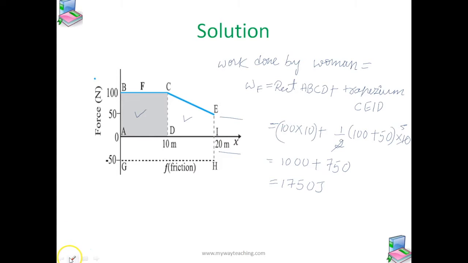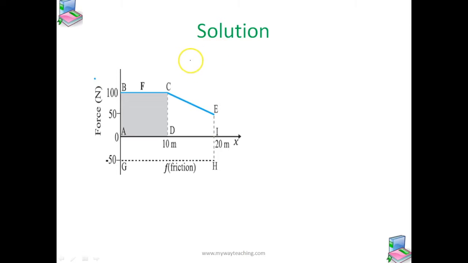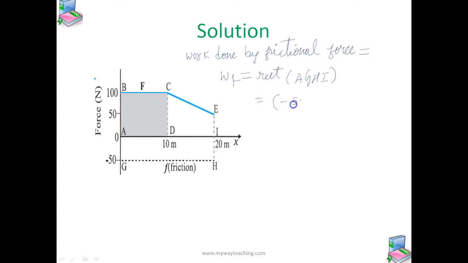So now let us see what is the work done by the frictional force. That is another part of it. That is given by WF, equal to the area of AGHI, that is again a rectangle. That is the work done by the frictional force. That is minus 50 into how much? 20, isn't it? That is given by minus 1000 joules.